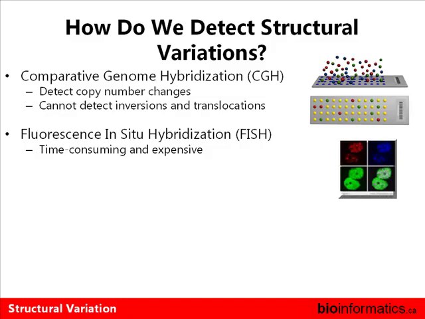There's also FISH, fluorescence in situ hybridization, which is basically an experiment to fluorescently label DNA and actually look at it. Unfortunately, this is very time consuming and expensive, and you have to really know what you're targeting. You can't just look genome-wide for variants.